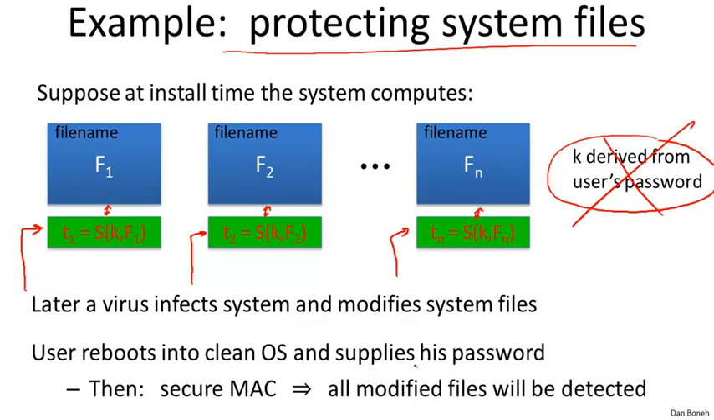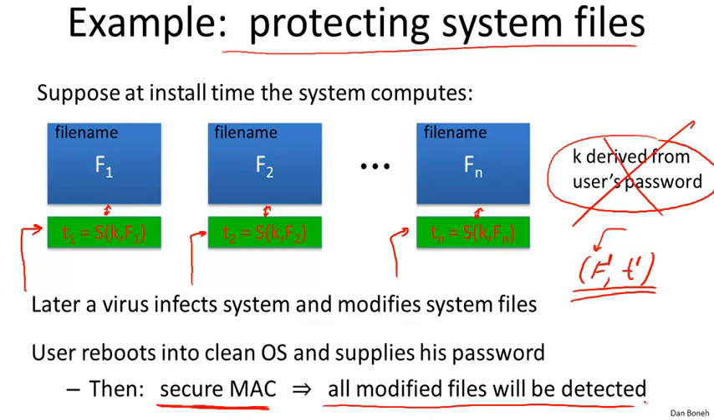Now the fact that the MAC is secure means that the poor virus couldn't actually create a new file, let's call it F prime, with a valid tag. So it couldn't actually create an F prime, T prime, because if it could, then that would be an existential forgery on this MAC. And because the MAC is existentially unforgeable, the virus couldn't create any F prime, no matter what the F prime is. And consequently, because of the security of the MAC, the user will detect all the files that were modified by the virus. Now there's one caveat to that.